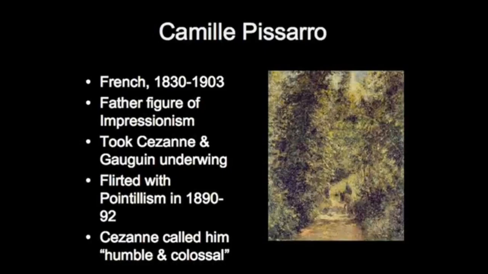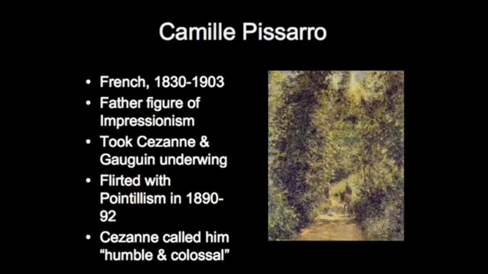Camille Pissarro lived until 1903, another Frenchman. He was a father figure of Impressionism. He took Cézanne and Gauguin under his wing. He was kind of a mentor to both those painters. In the 1890s, he flirted with pointillism. He was associated briefly with Seurat.